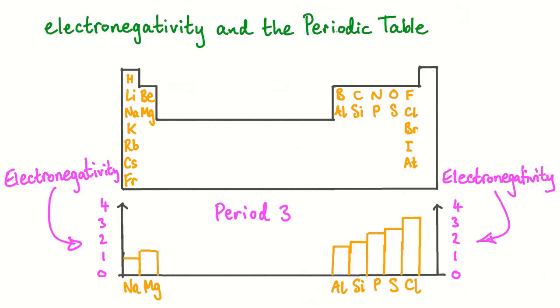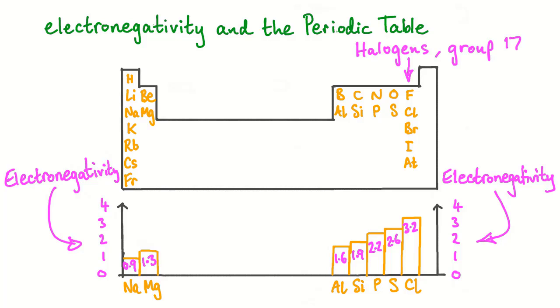A similar pattern emerges for period 3 elements, sodium to chlorine. Here the values range from 0.9 for sodium to 3.2 for chlorine. In any given period, the corresponding halogen in group 17, or 7, emerges as the most electronegative element.